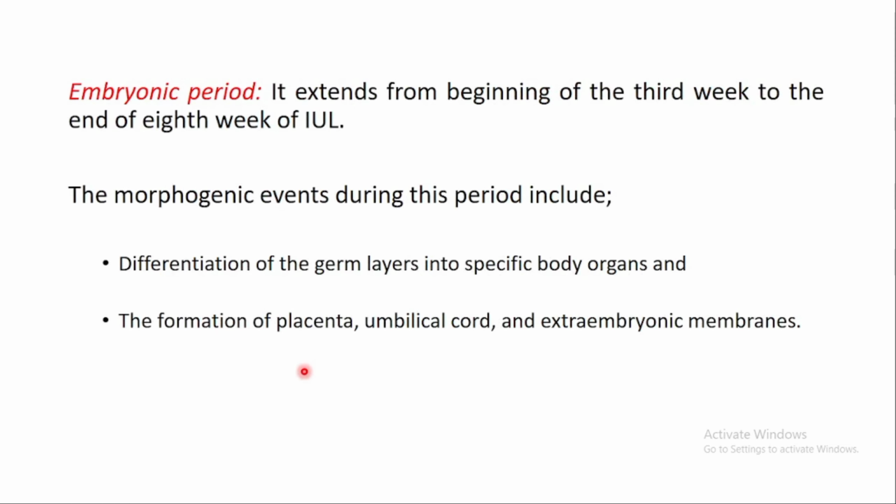The embryonic period extends from the beginning of the third week to the end of the 8th week of intrauterine life. And the morphogenic events during this period include the differentiation of the germ layers that was formed during the preembryonic period into specific body organs. The formation of placenta, umbilical cord, and extraembryonic membranes also take place during this embryonic period.